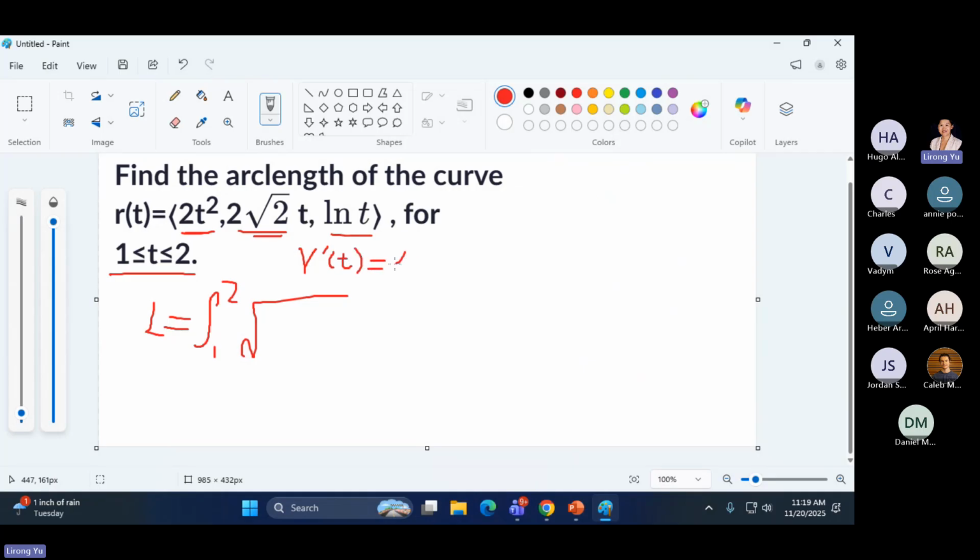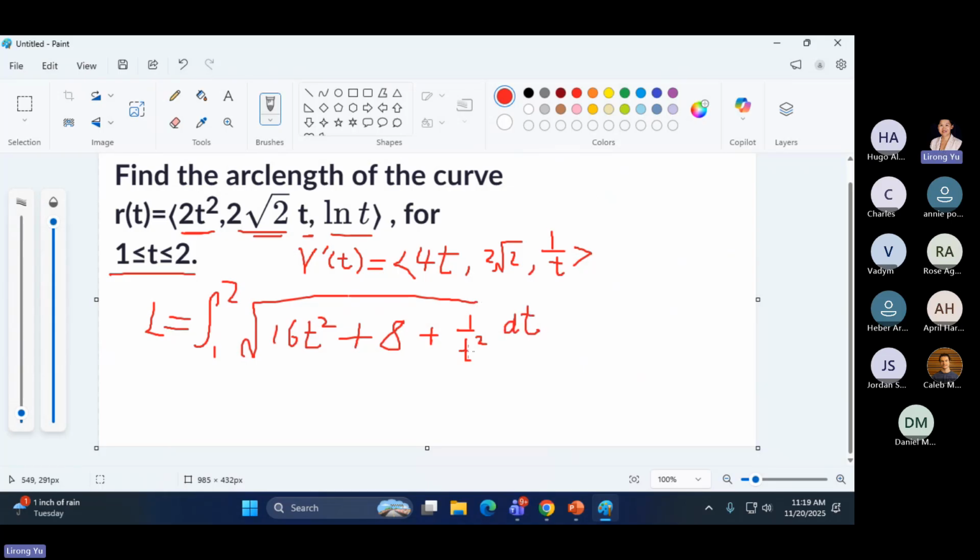So the derivative vector of this vector valued function will be 4t, and then 2 root 2, that was degree 1, and the derivative of ln of t is 1 over t. So that's the derivative vector. Then we find the sum of the squares of the derivative vector components: 16t squared. Square the first component, square the second component, we get 8. Square the last component, we have 1 over t squared. And this is a definite integral.